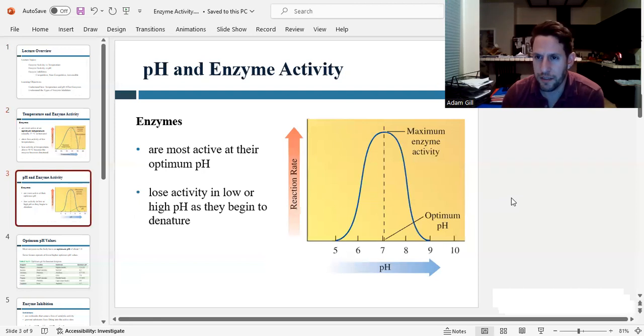Now, pH is kind of similar. There's a Goldilocks zone, right? The enzyme prefers an optimal pH. Anything too far below or too far above denatures the enzyme, and so you get no activity. Most enzymes in the human body have an optimal pH around 7.4, because most of our internal body is about 7.4, but it can vary depending on the specific tissue.